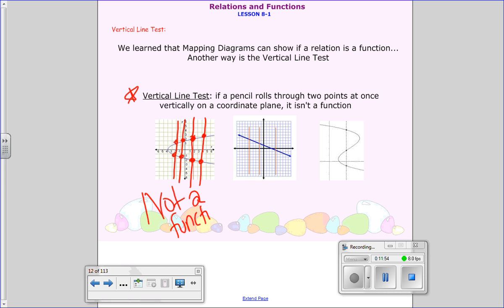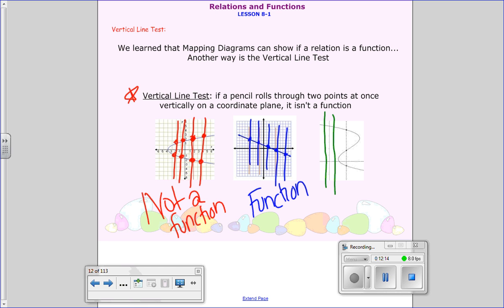Now on the next one, number 2 here, I can make some lines. And if I take a look, I have that blue line, and I only cross it at 1 point each time. So this is a function. Then the final one, I start good here, only once, and then poof. Well, I cross the line at 3 different parts of the graph. So just because I cross it at 3 different points here, it is not a function.